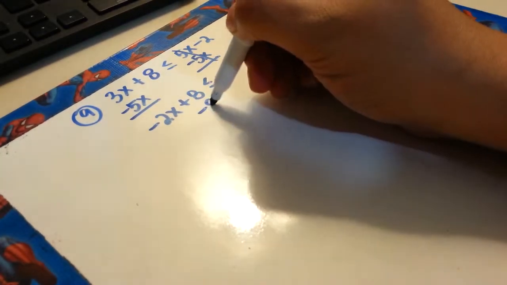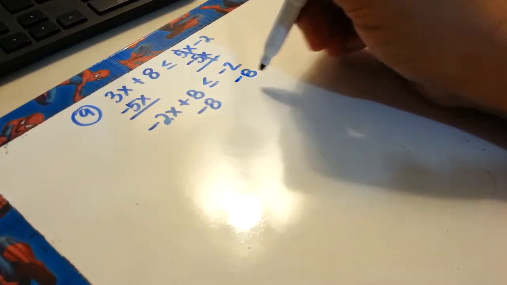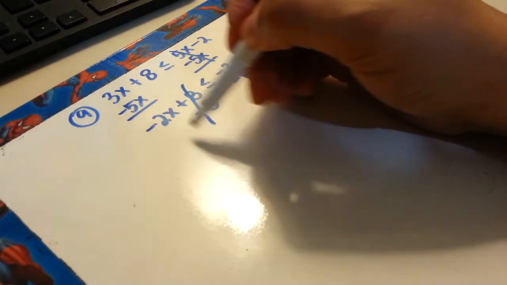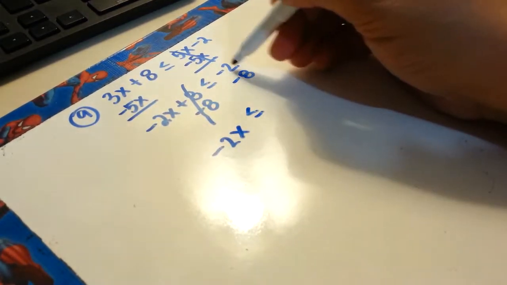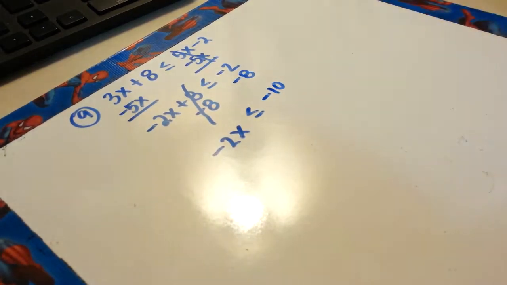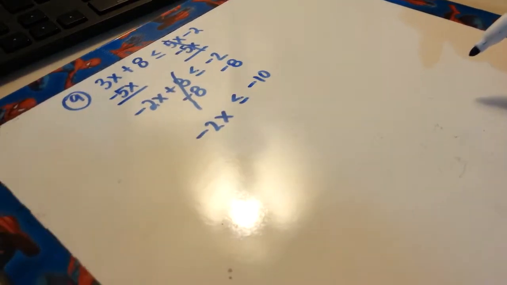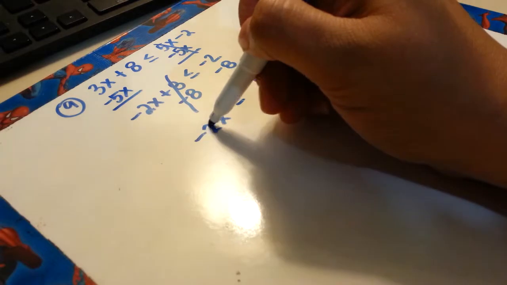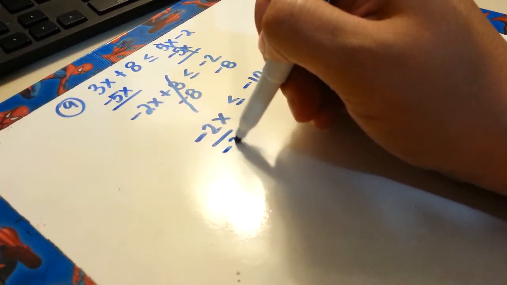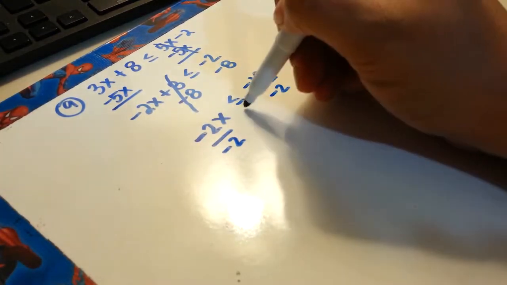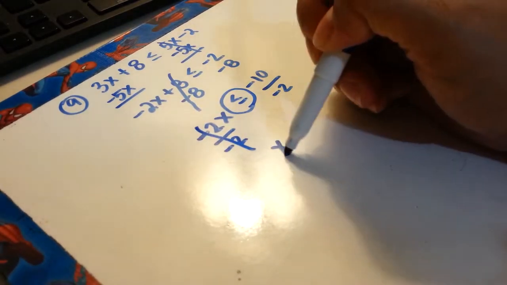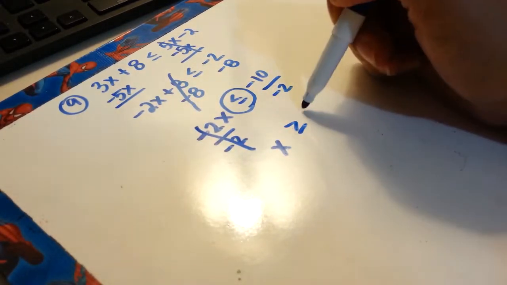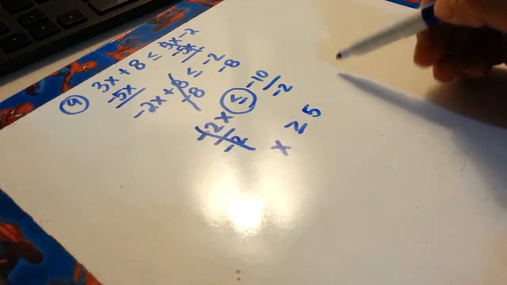And I'm going to get rid of the 8, minus 8, minus 8. So I bring down the negative 2x, less than or equal to, and this becomes a negative 10. Now, here's the thing. When you divide, you see this is negative 2? Because you're dividing by a negative number, then you have to flip this. So now you have x greater than or equal to positive 5.